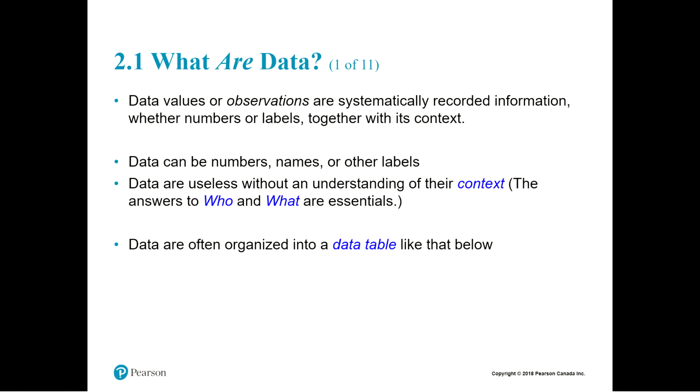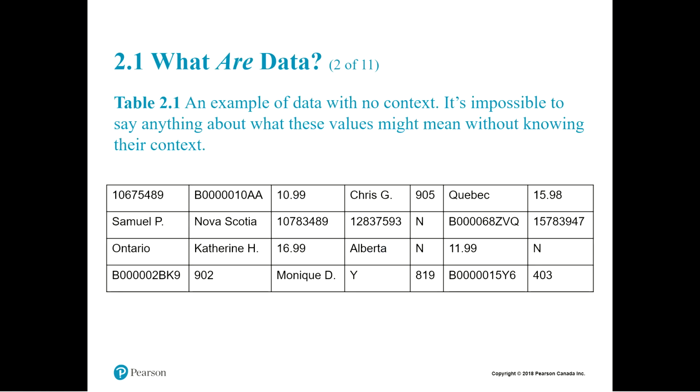Now, data values or observations are systematically recorded information, whether numbers or labels, together with its context. So data could be numbers, names, or labels, and it is useless without understanding the context of it. So the answers of who and what are essential. Right? So data are often organized into a data table like this one. Here is an example of data with no context. It's impossible to say anything about what these values might mean without knowing their context. A little bit of what we did in the exercise with the first chapter.